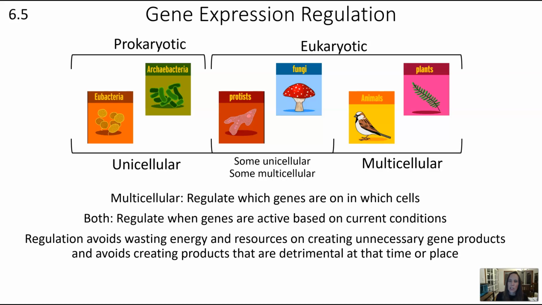Being able to regulate gene expression enables an organism to control when and where a protein is produced. This is really helpful for multicellular organisms that have to control in which cells different genes are active, as well as in both types, multicellular and unicellular, needing to regulate when genes are active based on current conditions. This allows avoiding wasting energy, so not needing to produce proteins that aren't needed. It also avoids creating products that are actually detrimental, so creating protein products that are harmful in either that time or that place in the organism.